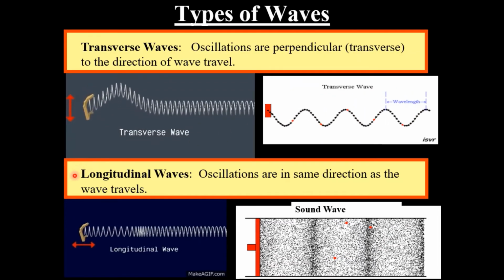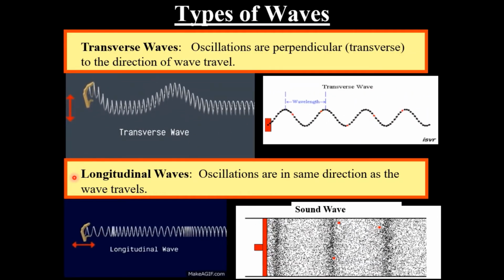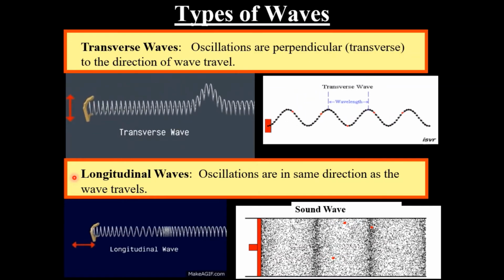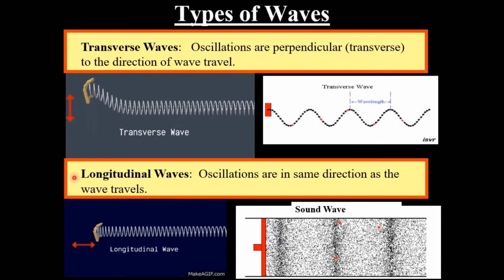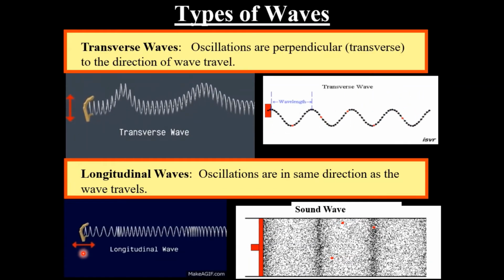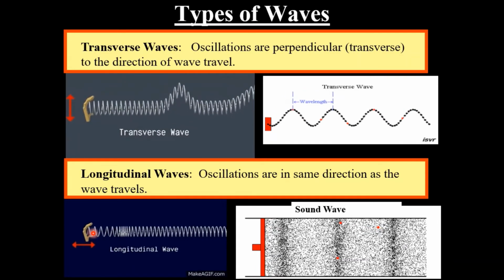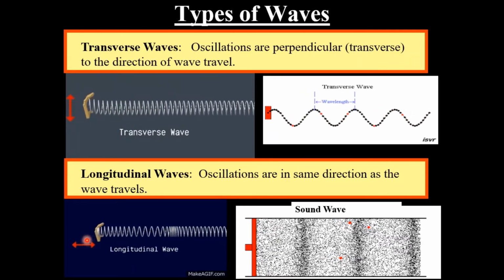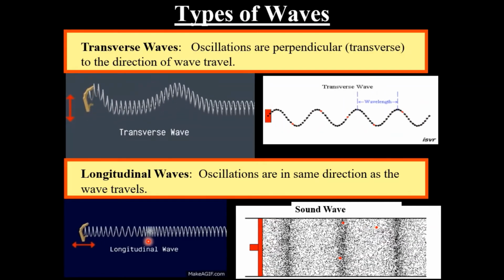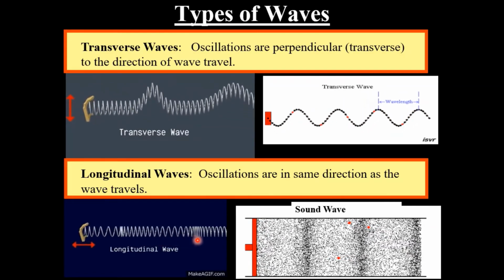Now, a different type of wave is called a longitudinal wave, and that's the case where the oscillations are in the same direction as which the wave travels. So again, taking our slinky here, it's easy to create a longitudinal wave by pressing or pulling on the slinky here to create a pulse.